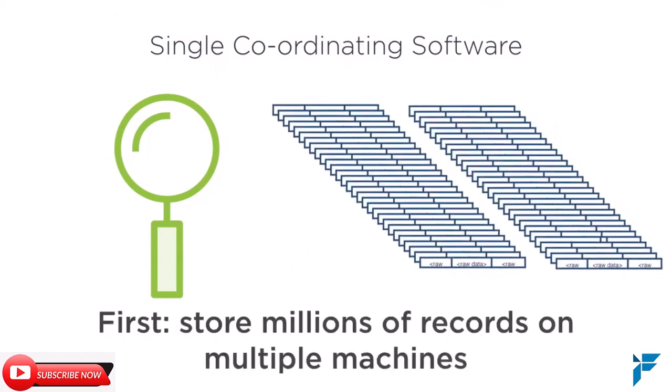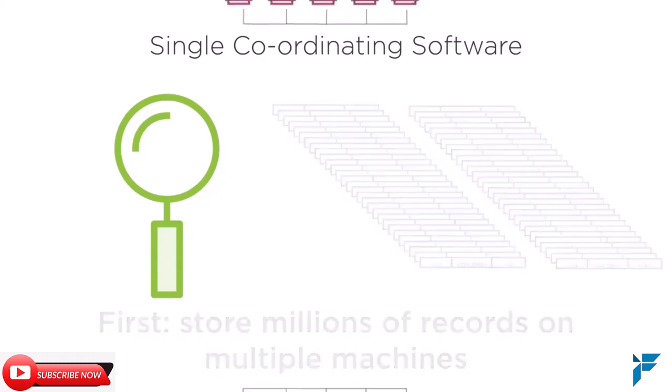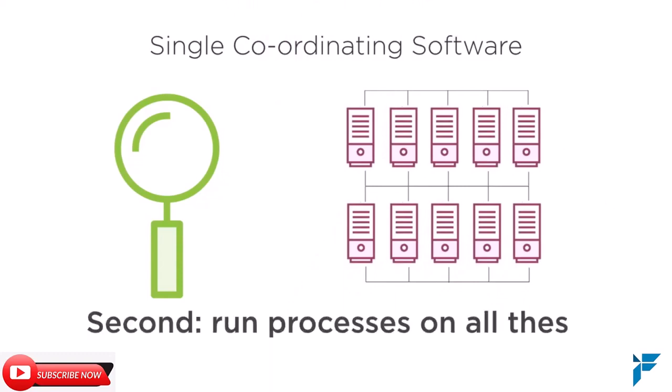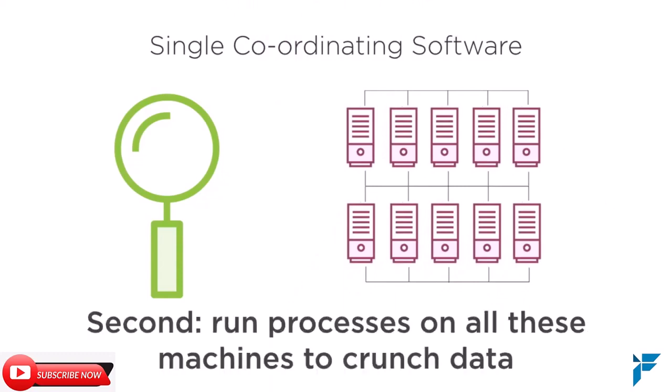The first was to store the millions of records across multiple machines. So, keeping track of what record existed on what node within the data center was one part of the problem, which this software had to solve. The second part was, how do we run processes across all these machines and coordinate these processes in such a way to achieve a single objective? This was the most important problem that Google engineers worked on back in the day.